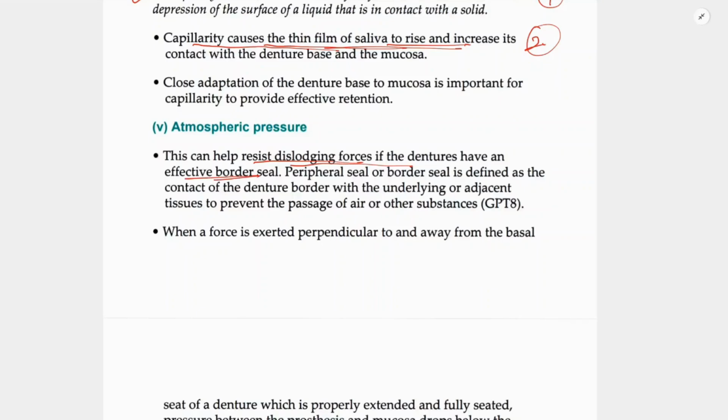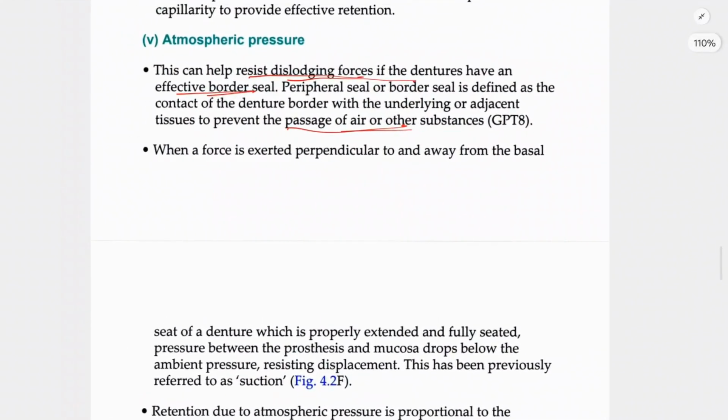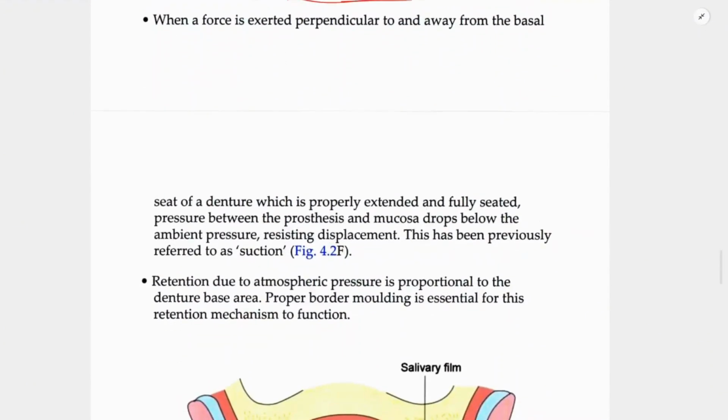Peripheral seal or border seal is defined as the contact of the denture border with the underlying or the adjacent tissues to prevent the passage of air or other substances. That's why we do border molding, so that we have a proper peripheral seal. When a force is exerted perpendicular to and away from the basal seat of denture, which is properly extended and fully seated, pressure between the prosthesis and mucosa drops below the ambient pressure, resisting displacement. This has been previously referred to as suction.